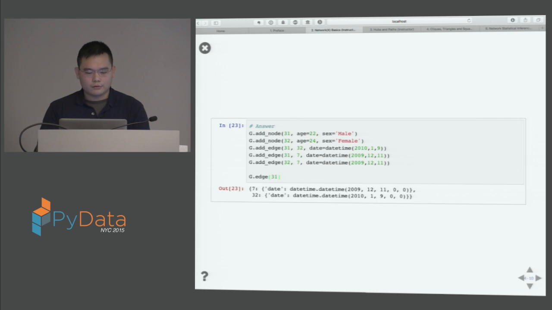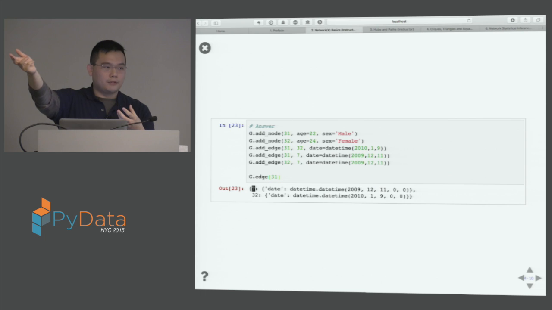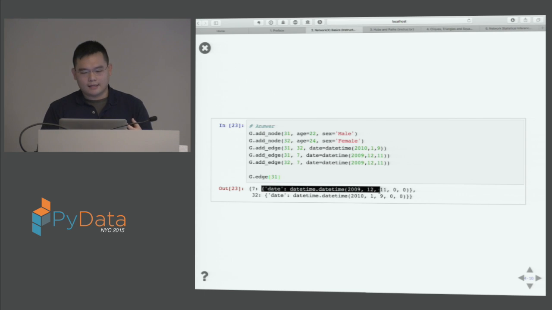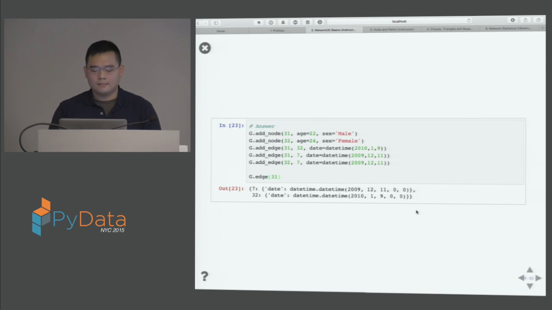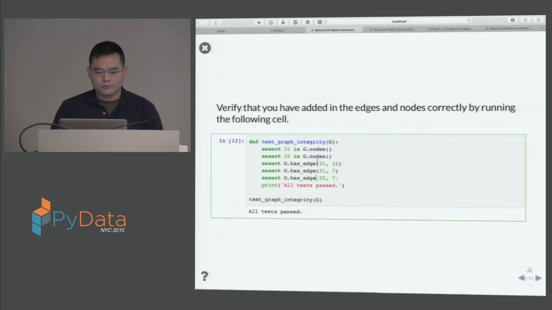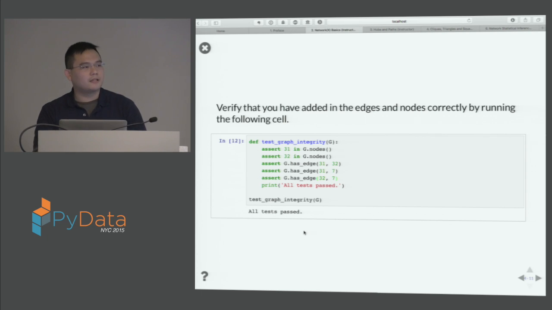If you do edge 31, so you only provide one of the nodes in the edge, what you'll get is a dictionary of dictionaries. So you'll see the key is the other individual that it's connected to, and the date, and then the metadata that's associated with that as well. All right? Okay, and if you ran that cell, then cool, you should have an all test pass. If you got an all test pass, that's good. I didn't test for everything, but that's just a quick and dirty test function that you can use.